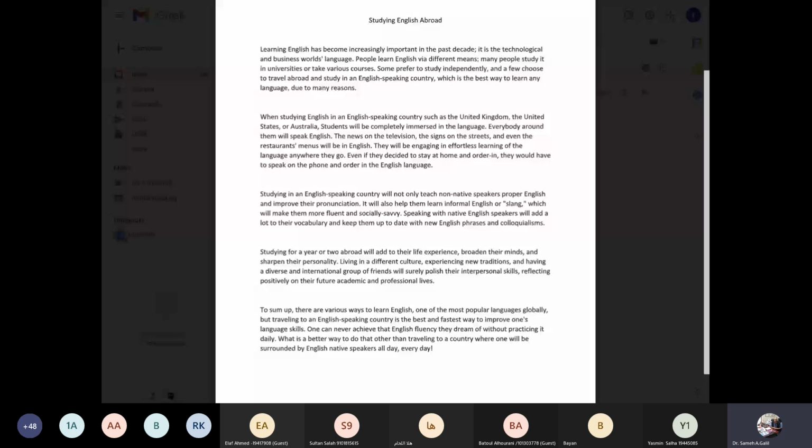I have one more sticker, which is the first body paragraph sticker. Where should that go? "When studying English, in an English-speaking country." Yeah, that's good. Okay, nice.